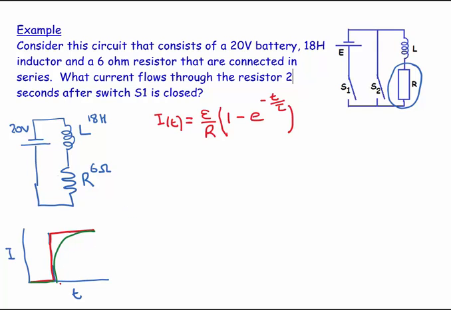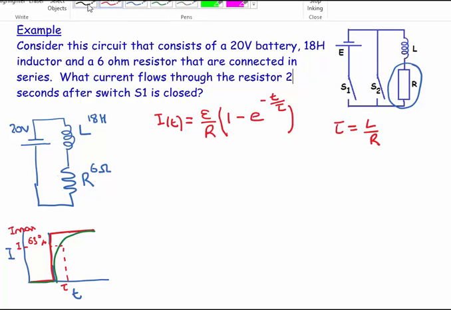The time constant is the little bit of time it takes for the current to get to 63% of its maximum value. This is Imax. The time constant is the time it takes to get to that point, which is 63% of Imax. It's a very nice way of characterizing LR circuits. And I also know that my time constant equals L over R. So let's put some numbers in.